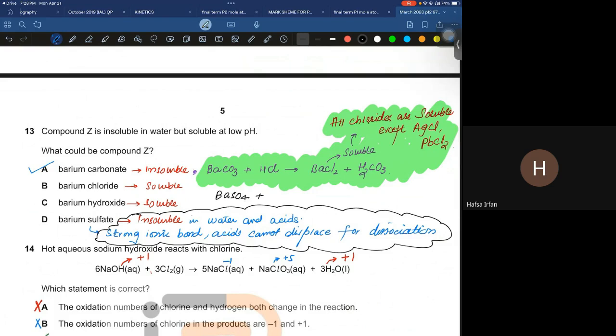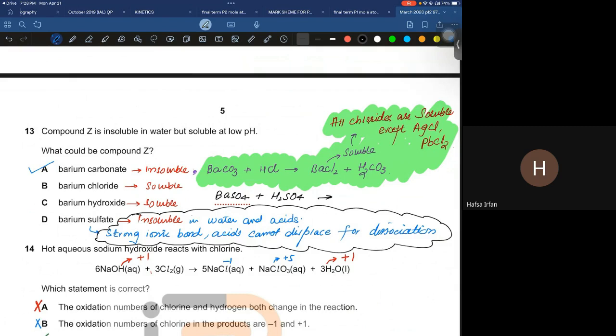BaSO4 is going to react with sulfuric acid or any acid. You can see there is no reaction. There is no reaction. So it's insoluble in water and also it's insoluble in acid.